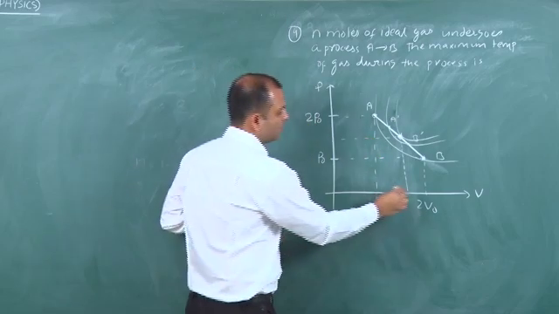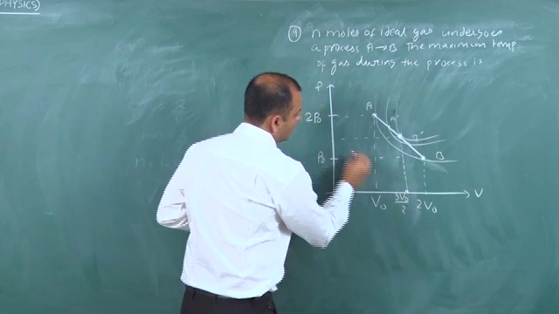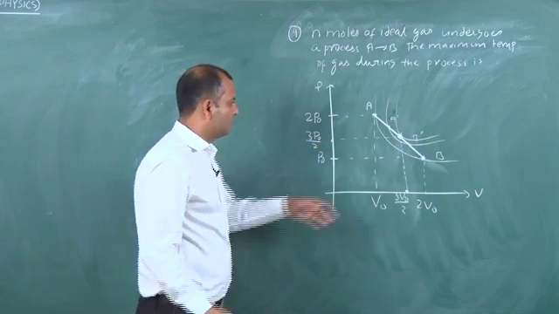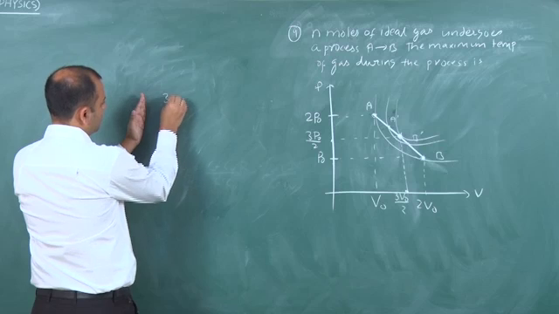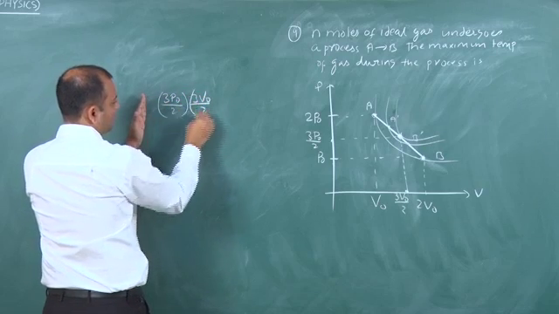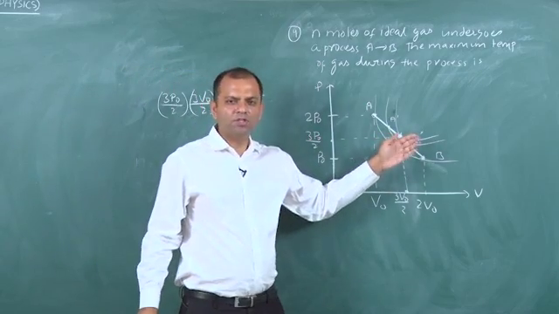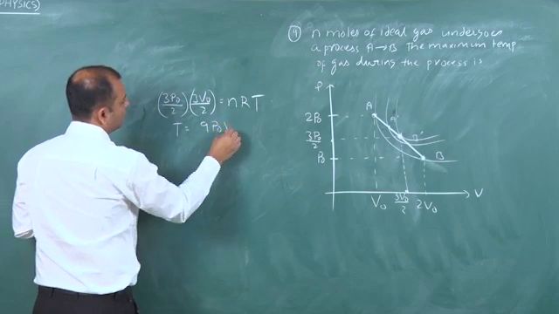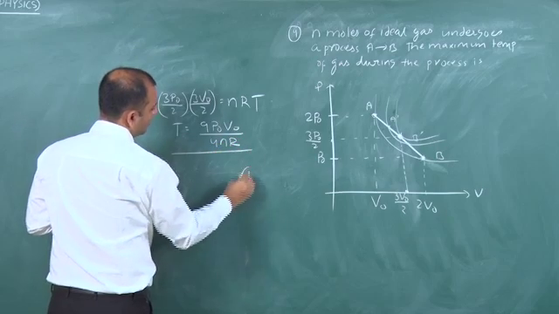From symmetry, this point corresponds to the mean of V naught and 2 V naught, that is equal to 3 V naught by 2, and this point corresponds to 3 P naught by 2. So, at this point, if I write the equation of state PV equal to nRT, you have P is 3 P naught by 2, V is 3 V naught by 2, and this is the maximum temperature which is being desired in the question. So, you have T max equal to 9 P naught V naught divided by 4 nR, that is option 1 is the correct answer.